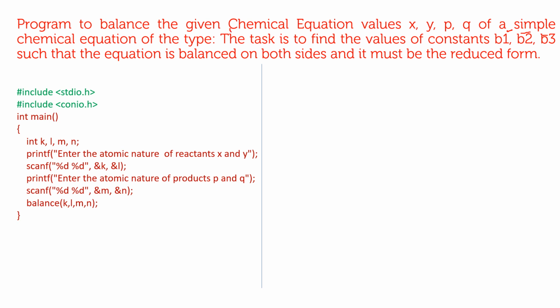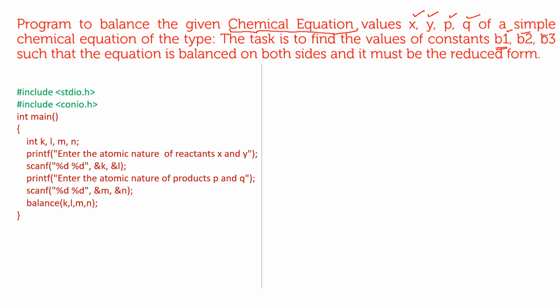So what is your problem statement? You have to balance your chemical equation. So what are the inputs given? X, Y, P, Q. And what is your output? You have to find the values of the constants B1, B2, B3.